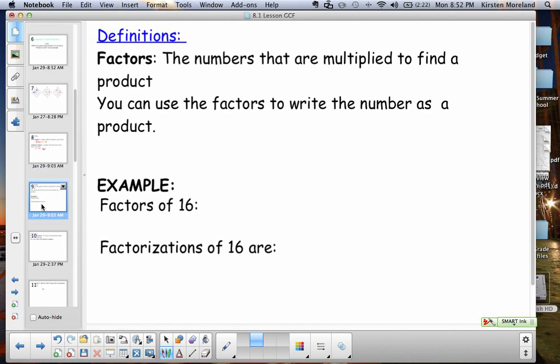Factors are what we just talked about. They're the numbers that are multiplied to get the product. Okay? So for example, like I just wrote, 4's factors are 4 and 1 and 2 and 2.